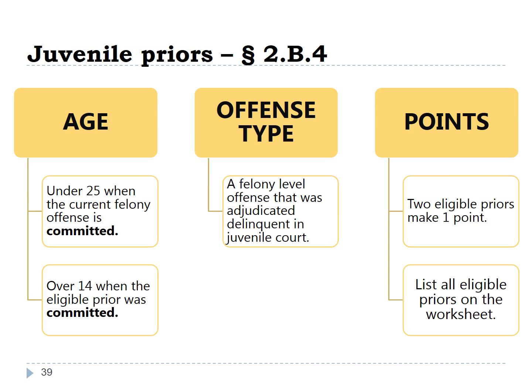So once those age parameters are met, then we move on to offense type. And only felony level offenses which are adjudicated delinquent in juvenile court will be used in criminal history. It will take two of those prior types to make 1 point. However, you are going to list all eligible priors on the worksheet.